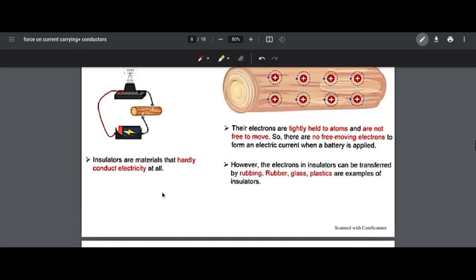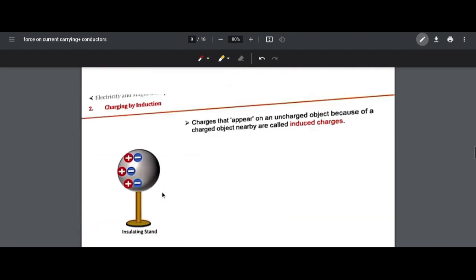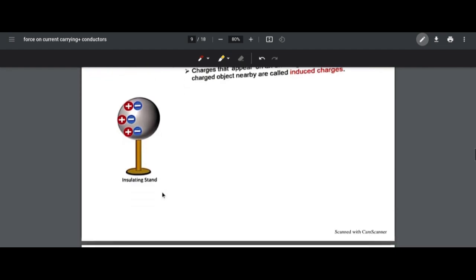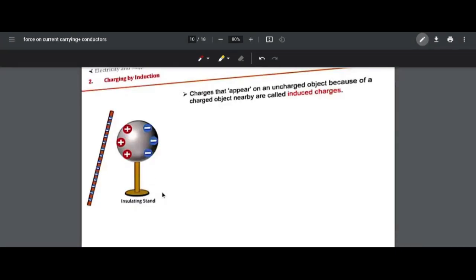Okay? And the next thing is added. This is the concept. For example, this is an insulating stand. Okay, it has both positive and negative charges. This is the concept of induced charges. Charges that appear on an uncharged object because of a charged object nearby are called induced charges. For example, there is a rod that has a charge, that is electrons. When you bring that charged object near the uncharged one, this one is uncharged, this one is charged, it will show induction. Induction means attraction and repulsion. So all the positive will be attracted and the negative will be repelled.